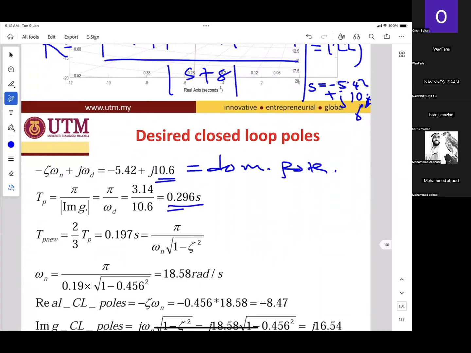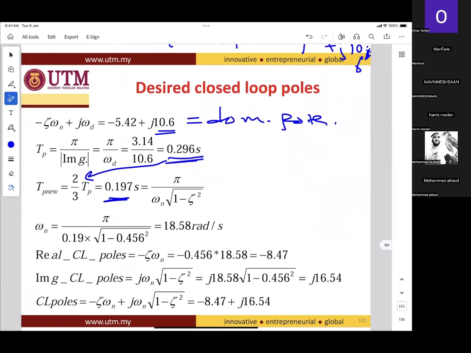So 0.296. This is the old one. But the new spec is TP new, 2/3 multiplied by TP. Okay, so this TP will go here, then you get the new one. Then calculate the new omega n, by using this formula. This is actually pi divided by omega d. Okay, so omega d is equal to omega n square root 1 minus zeta square. So you will get the new omega n at 18.58 radian per second.